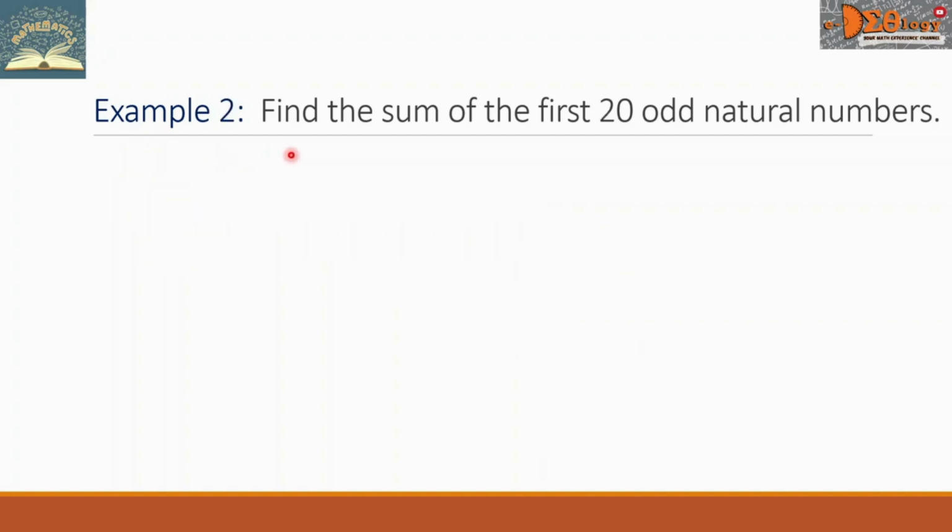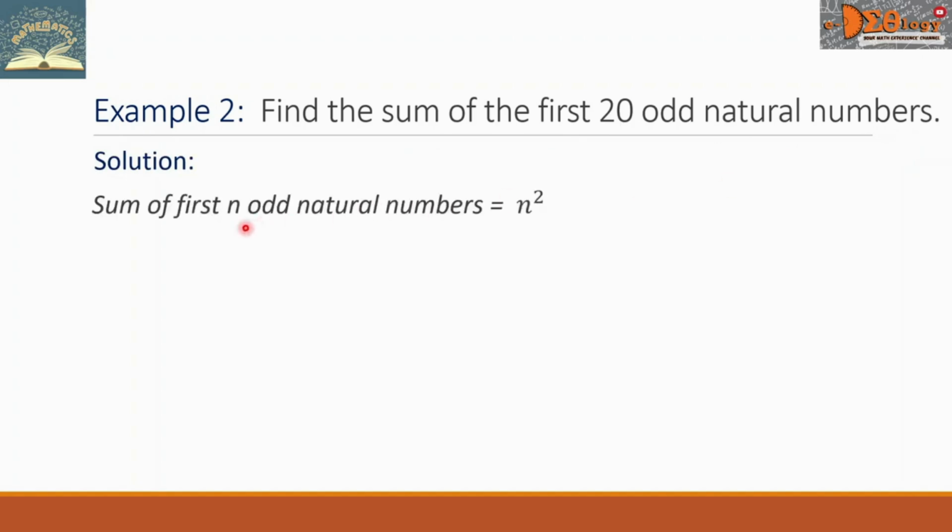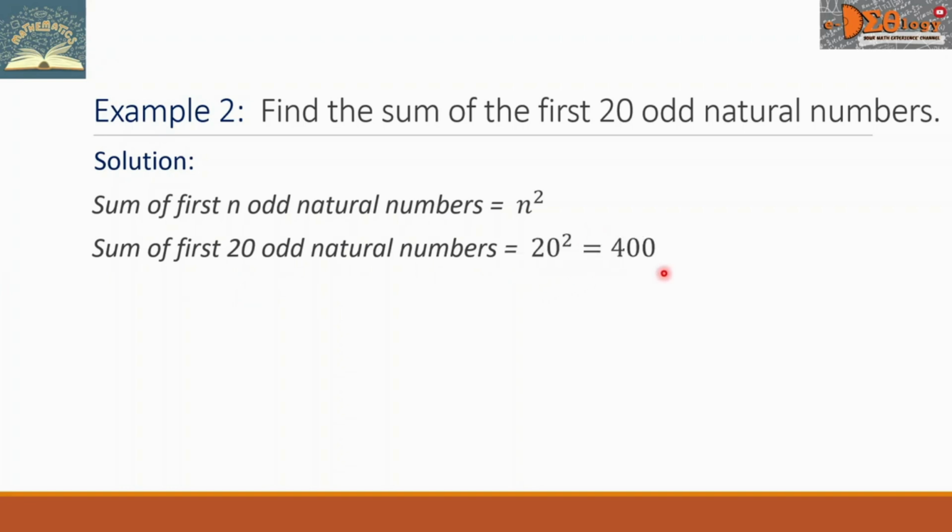Example 2. Find the sum of the first 20 odd natural numbers. Our formula is simply n square. So the first 20 odd natural numbers, that will be 20 square, and we simplified as 400. This is the sum.